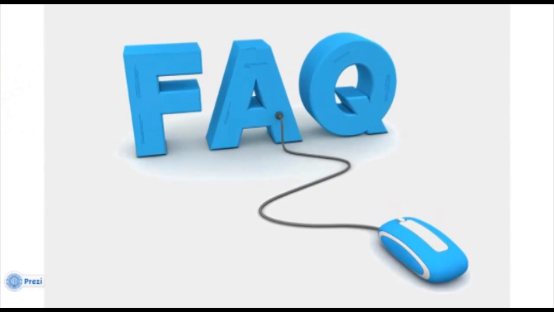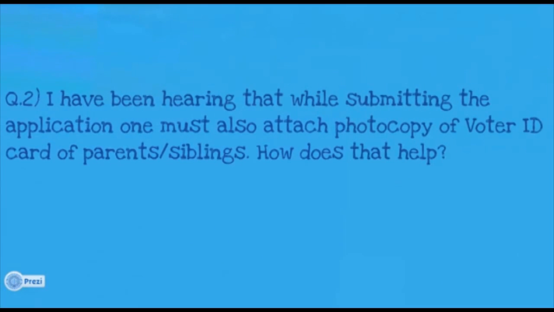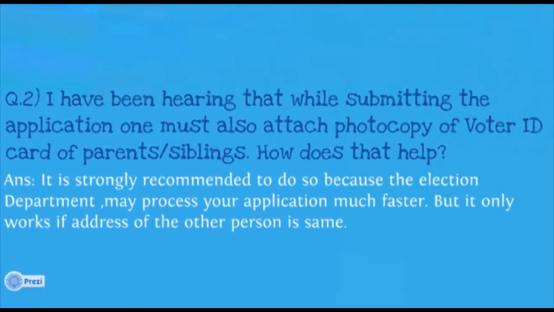Let's answer some of your frequently asked questions in the process. I have been hearing that while submitting the application, one must also attach a photocopy of the voter ID card of parents or siblings. How does that help? It is strongly recommended to do so because the election department may process your application much faster, but it only works if the address of the other person is the same.